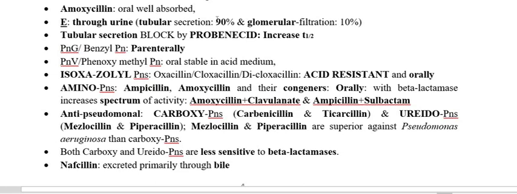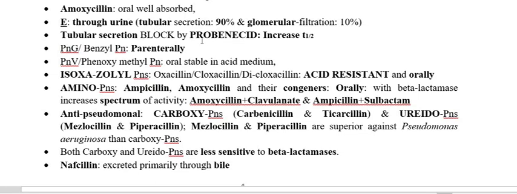So with that property, tubular secretion, any drug which inhibits the tubular secretion will prolong the action of the penicillin. A drug like probenecid, which is used in case of gout, inhibits the tubular secretion. Tubular secretion is inhibited by probenecid.